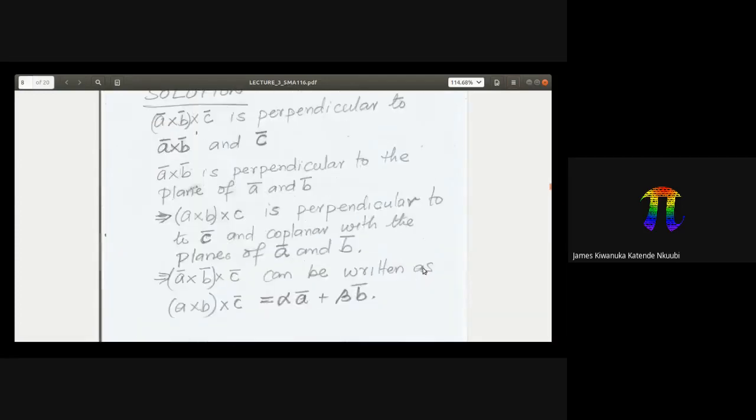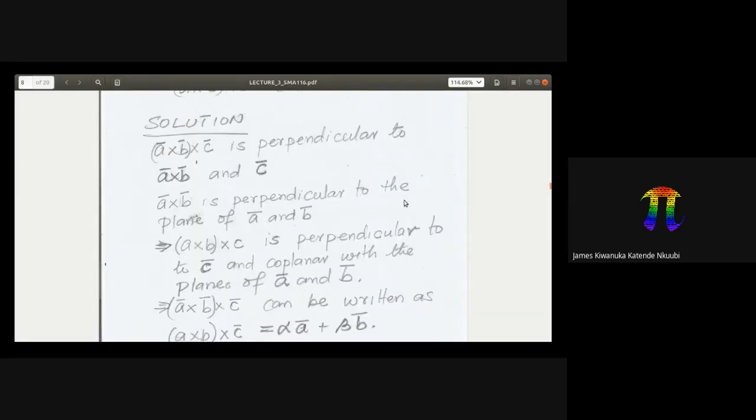You can try to draw this. You have three vectors, A, B, and C. If you get A cross B, it should be perpendicular to the plane of A and B.